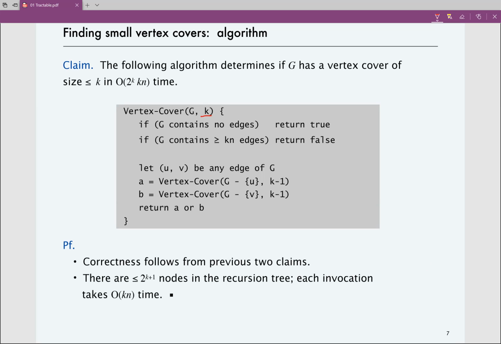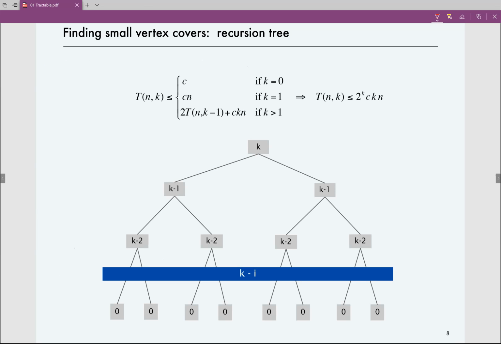So in total, in order to execute this function with parameter k, we have two calls with k minus 1, four calls with k minus 2, eight calls with k minus 3, and so on. So you see that the number of recursive calls is going to grow exponentially. Another way to see this is that we can draw out the recursion tree.